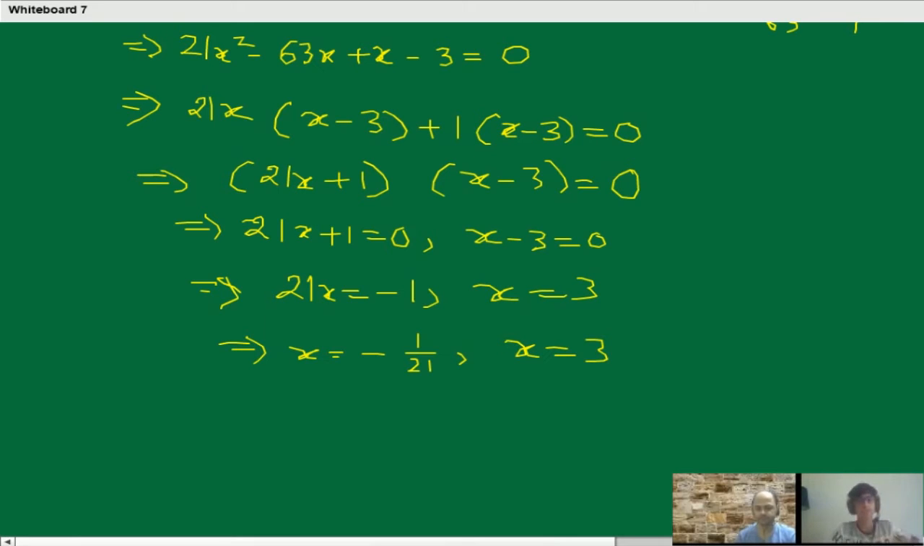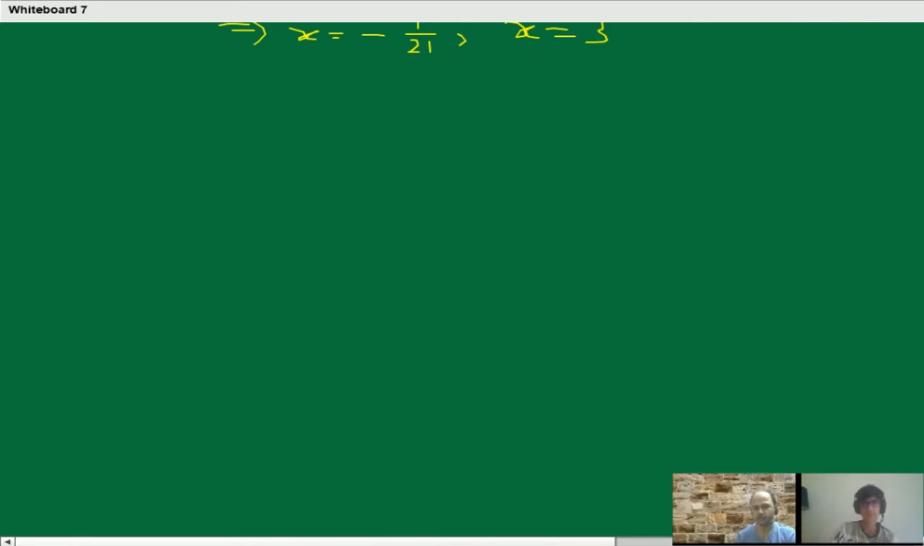I've understood it. So one more method, especially, we have to learn. This is called the completing square method. Are you familiar with the completing square method? I'm not. So we'll discuss that.